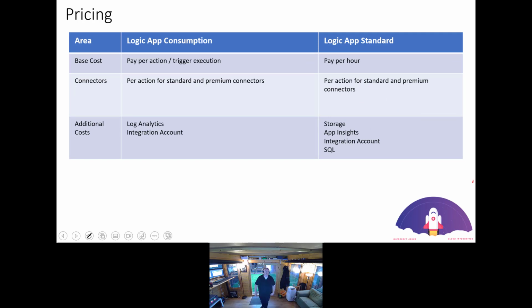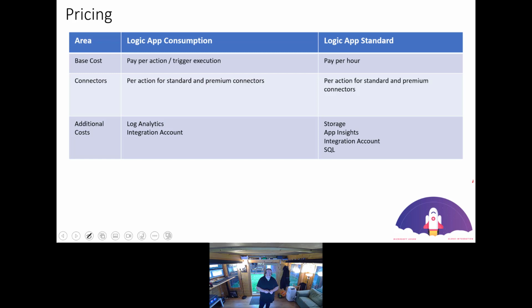Next up, we've got pricing. The fundamental difference in price is that with Logic App Consumption, you pay per action or per trigger execution. An example of a trigger execution would be a Logic App that checks for messages on Service Bus. You would pay every time that trigger checks for a message on Service Bus, a tiny cost for that.